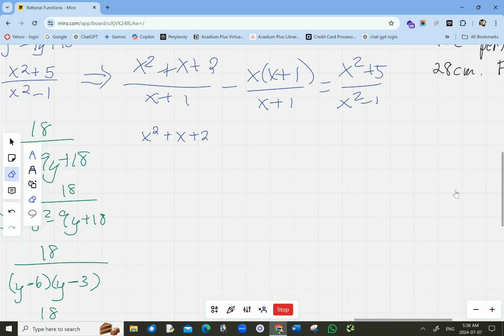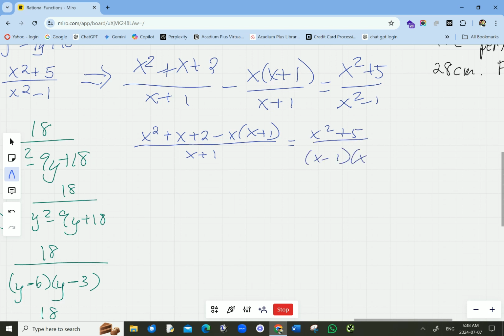Making a lot of mistakes with this one. So x squared plus x plus 2 minus x times x plus 1, all over x plus 1, and that equals x squared plus, actually let's factor the denominator on the right hand side. It's a difference of squares, so very easy to factor. So x minus 1 times x plus 1. Let's simplify the numerator on the left hand side.